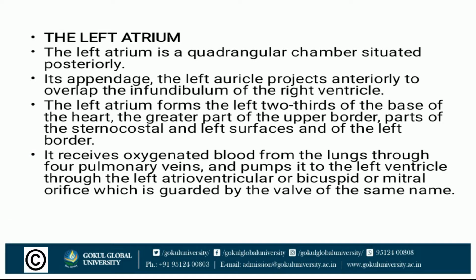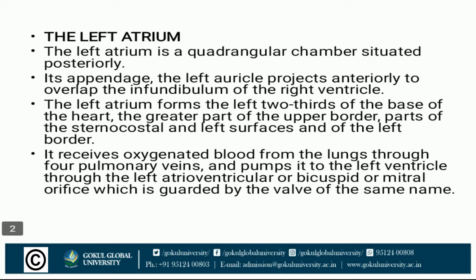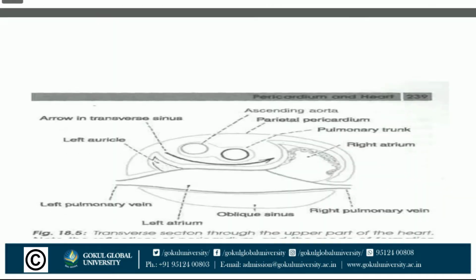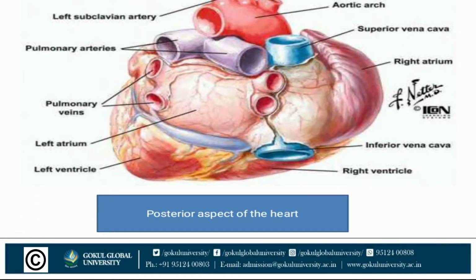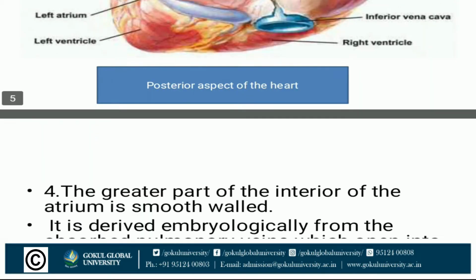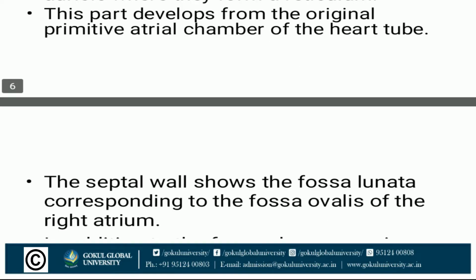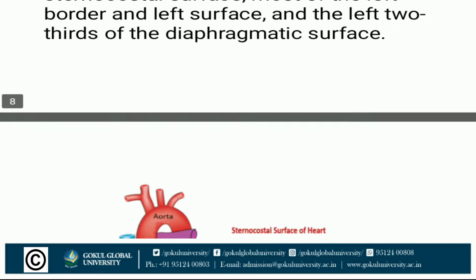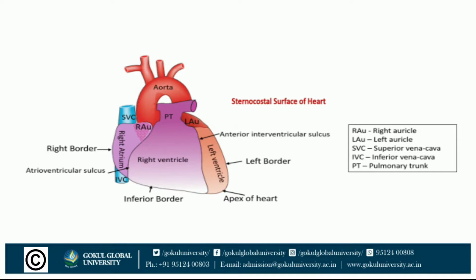It is a quadrangular chamber situated posteriorly. Its appendage, the left auricle, projects anteriorly to overlap the infundibulum of the right ventricle. Let me show you in the diagram. The left atrium is situated posteriorly, and here the left auricle is written in the red area. The left auricle projects anteriorly to overlap the infundibulum of the right ventricle.